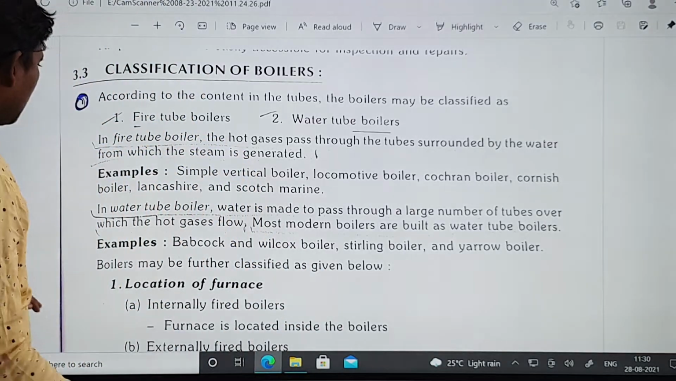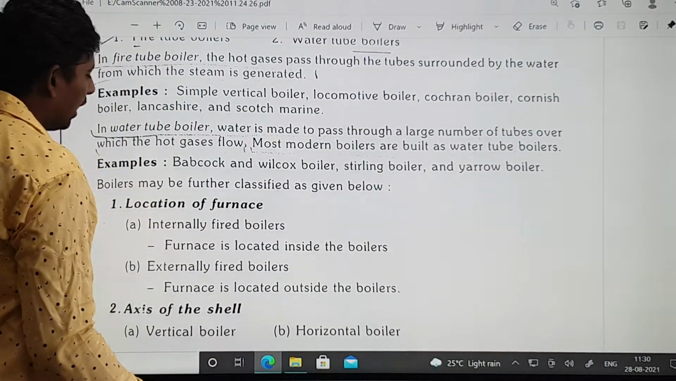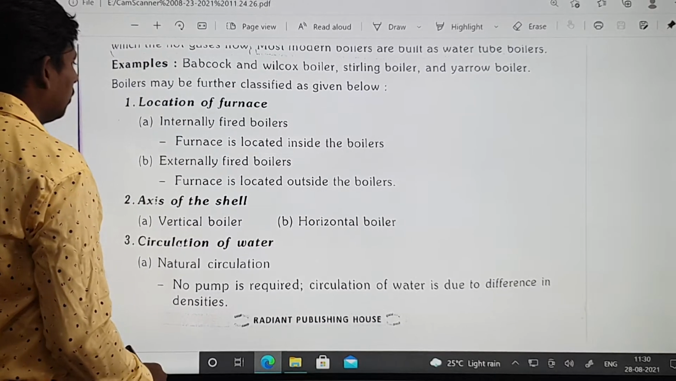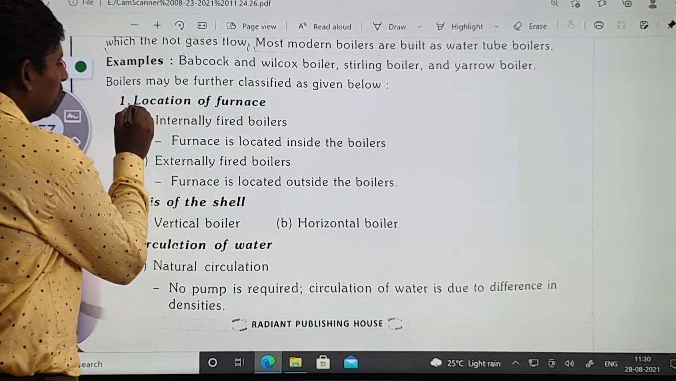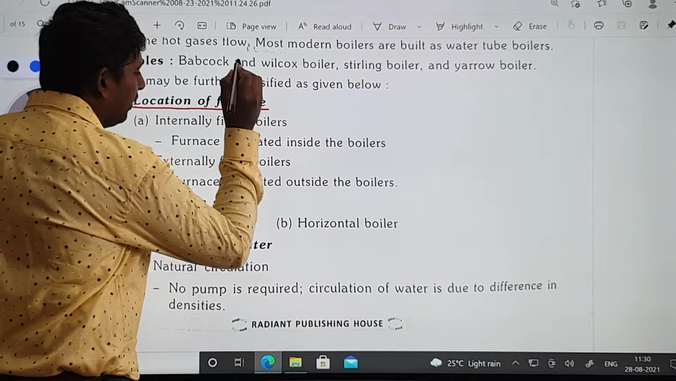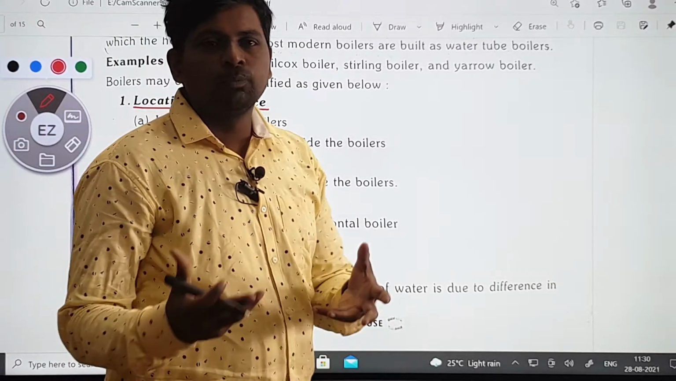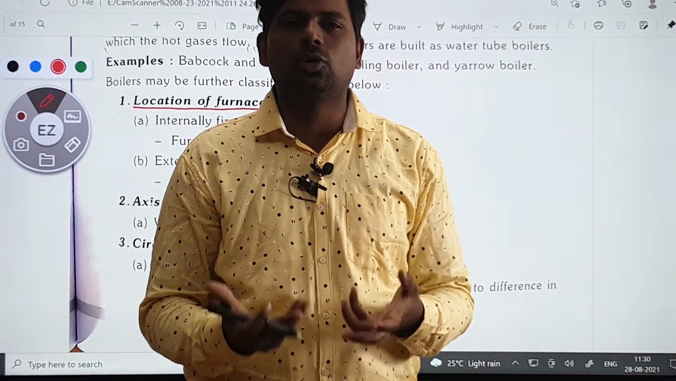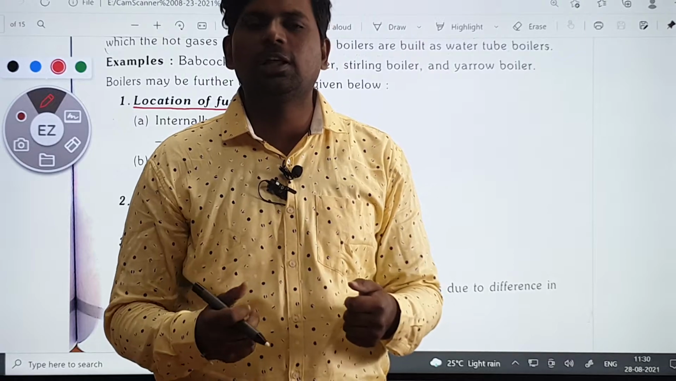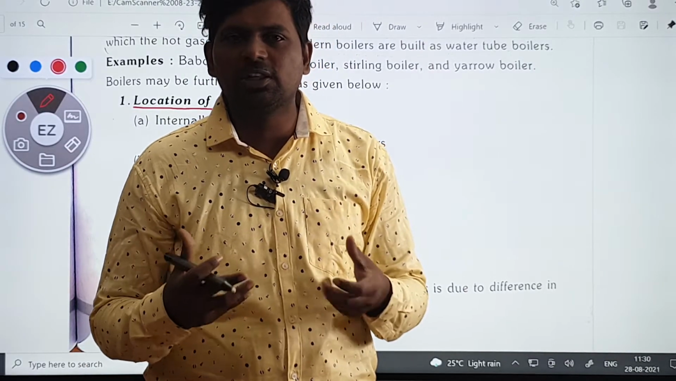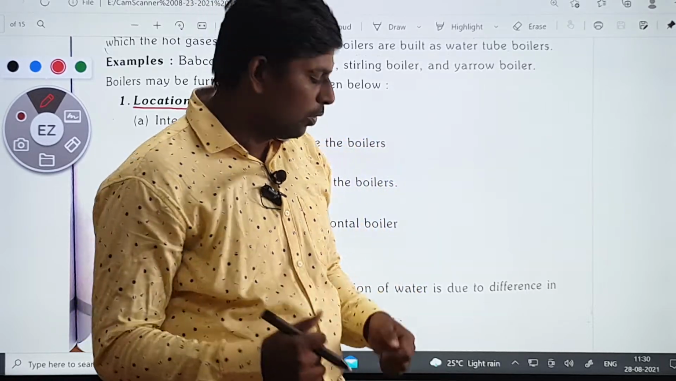Another classification is there for the boiler. What is the other classification? As you can see here, the first one is the location of the furnace. What do you mean by location of the furnace? Where the burning will take place, that one is known as the location of the furnace.